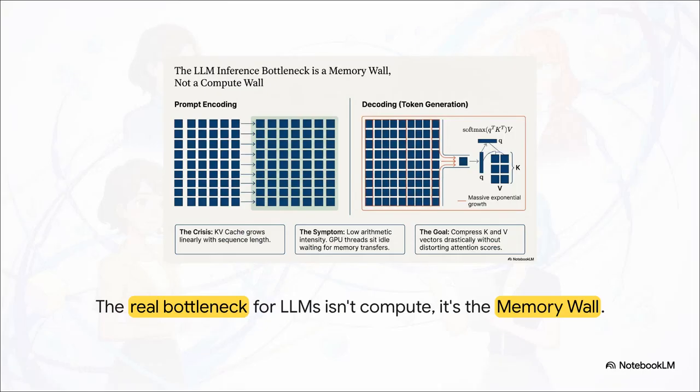For the longest time, everyone thought the big bottleneck for AI was the compute wall, just not having enough raw processing power. But it turns out the real crisis, especially when LLMs are generating text, is the memory wall. See, as a model like GPT writes, its KV cache, basically its short-term memory, just keeps getting bigger and bigger. So what happens? Your super powerful GPU just ends up sitting there waiting for data to get shuttled back and forth from memory. The mission is crystal clear. We have to compress this data, and we have to do it without messing up the attention scores that actually make these models so smart.